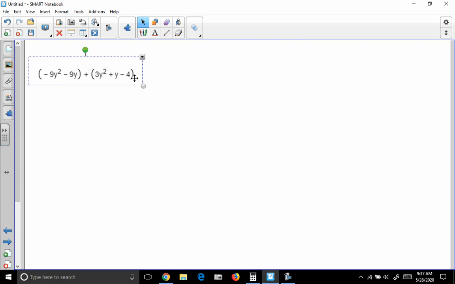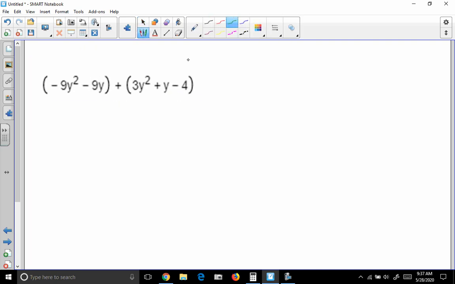Now if we do this one, to add these two polynomials, we're going to add that. So since there's a positive in front of the parentheses, we don't change the sign. We don't want the opposite of that. We just want to add that. So we're adding 3y squared. We're adding y. And we're adding negative 4.